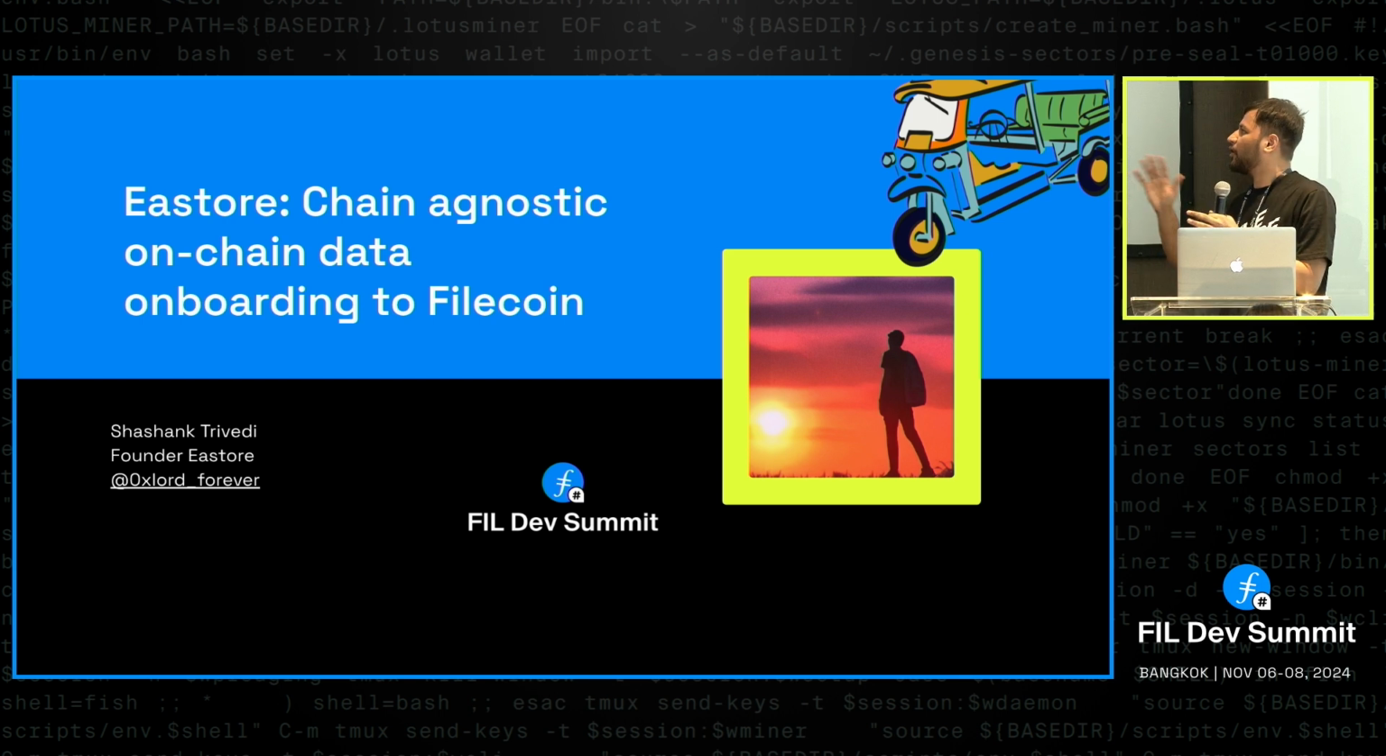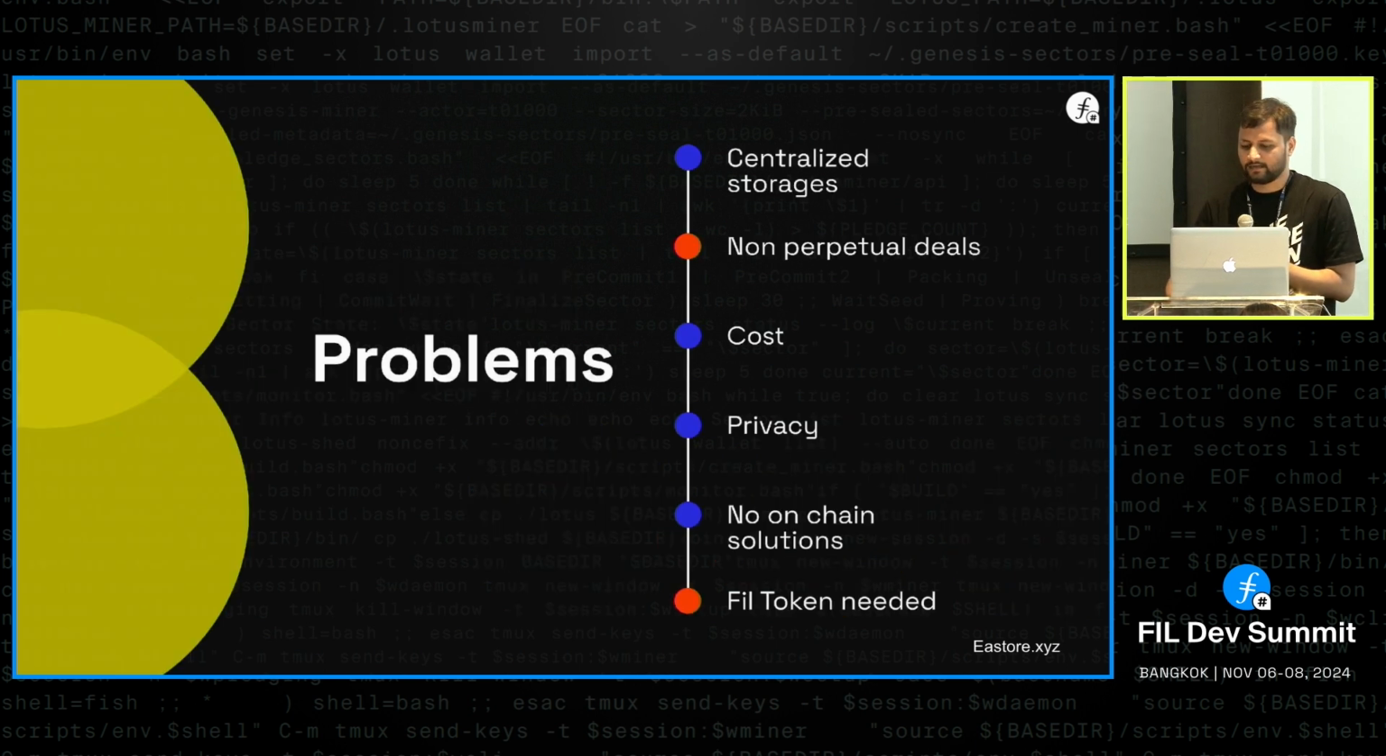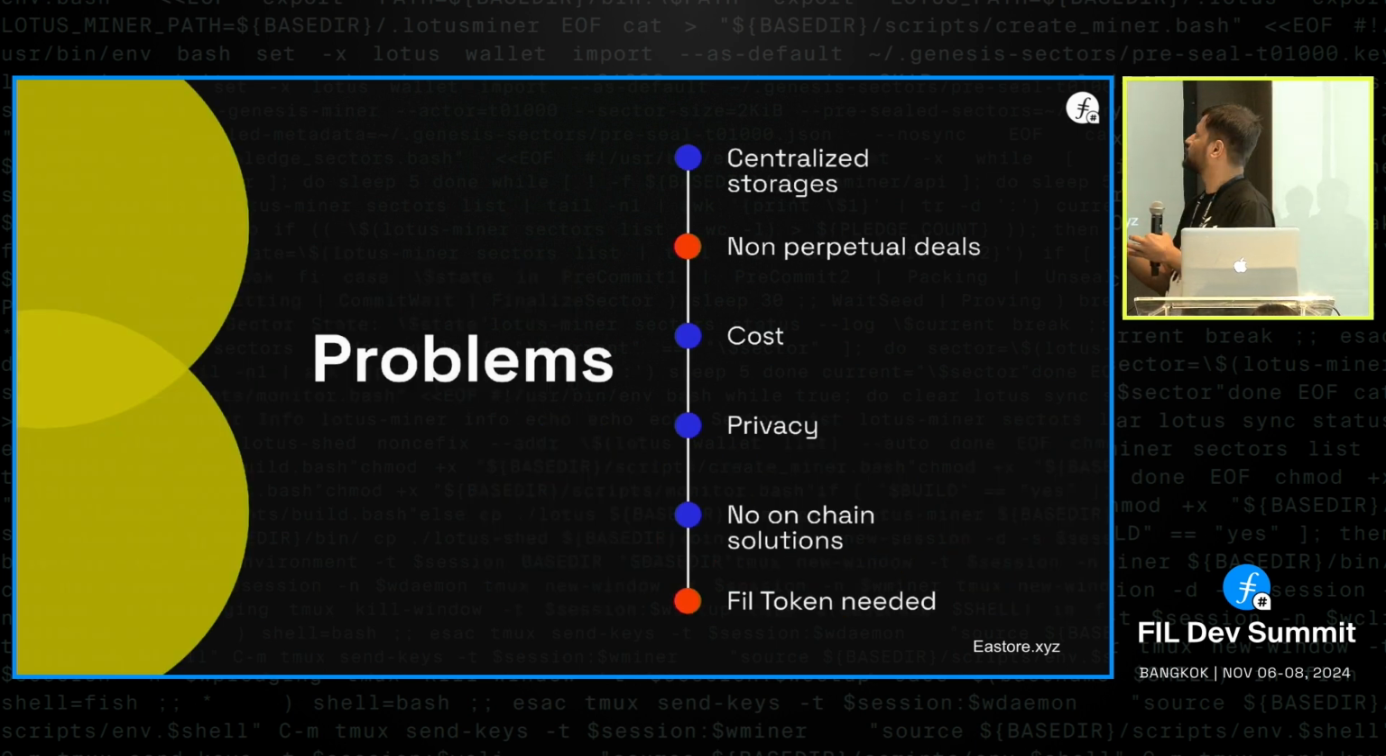So in overview, it's like a Google Drive type solution where you can come and get a UX which is sort of the same, with no other friction other than having a wallet, like a Google Drive account, and you can directly store on Filecoin and verify everything happening on chain. So let's see the problems that eStore aims to solve.